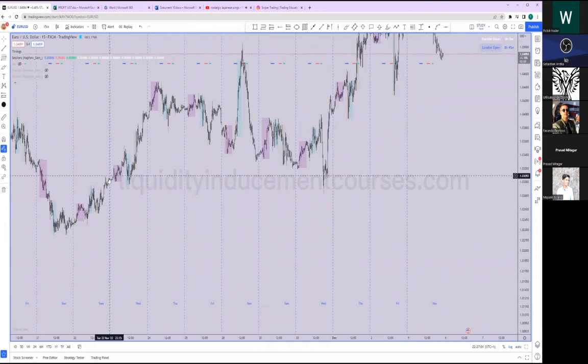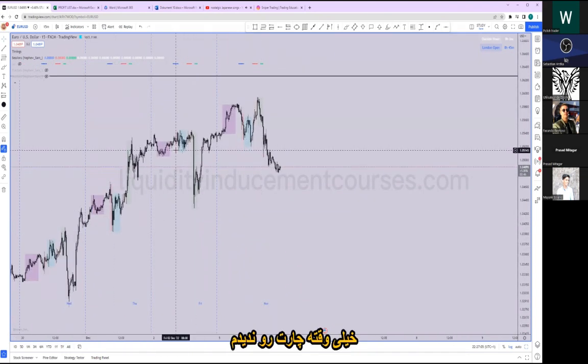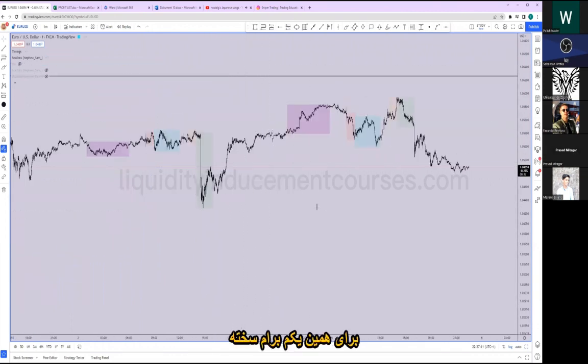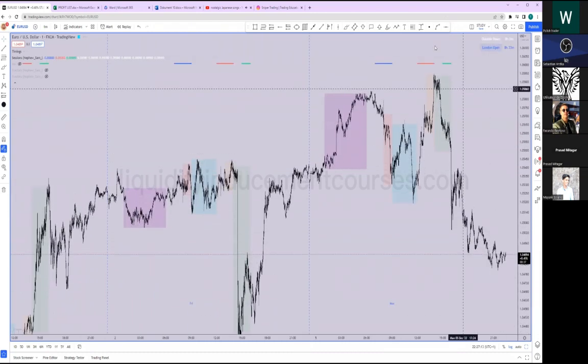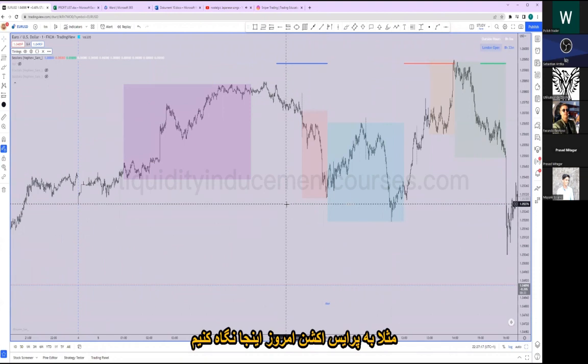Let's say, yeah, I haven't seen a chart for such a long time, so it's a bit awful for me, but it's fine. So let's look at today's price action here, for example.